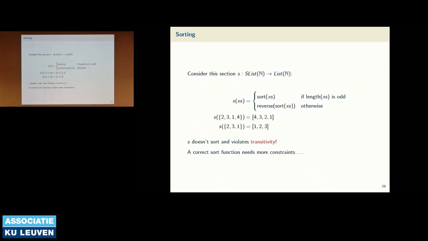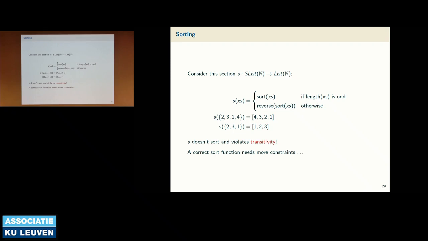As it turns out, just by being a section alone, we can't actually prove transitivity. We need more constraints. So for example, consider this section. Basically what this does is that if the length of the list is odd, then it would just sort normally, otherwise it would sort in the reverse direction. And this would violate transitivity. Well, it is a valid section, but it doesn't do sorting, and it also violates transitivity.